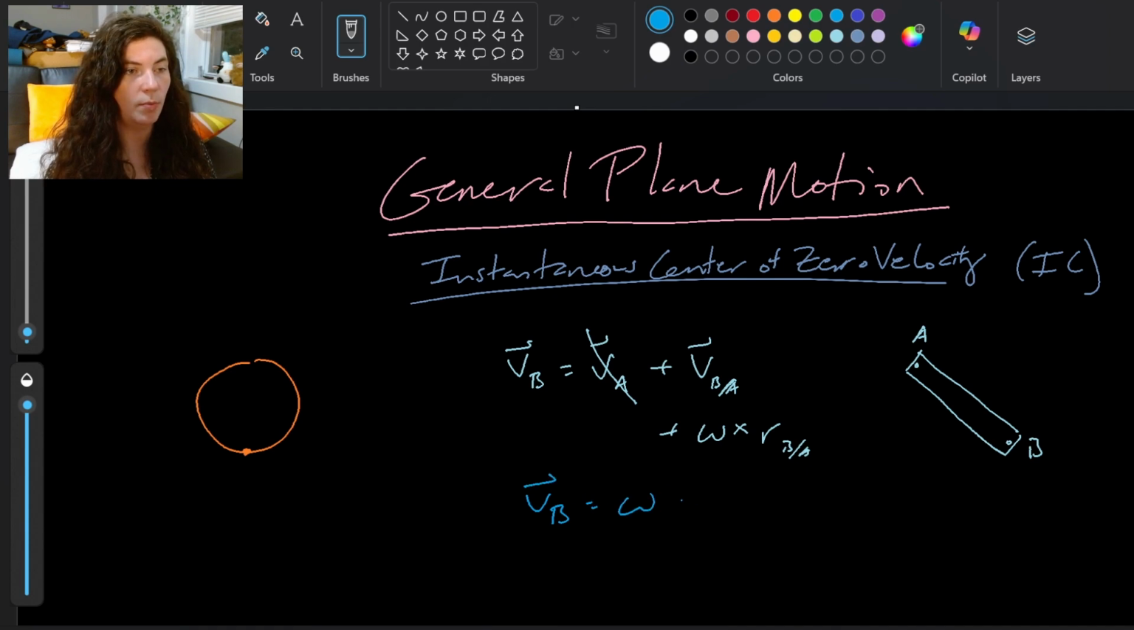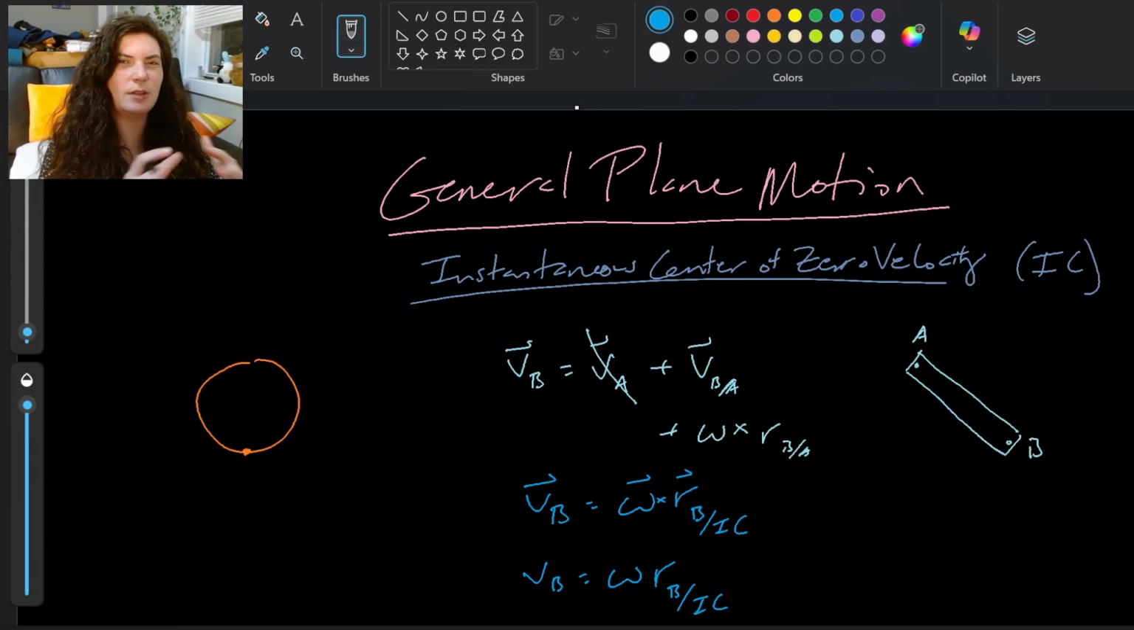VB equals omega cross product with RB with respect to the instantaneous center of zero velocity. And since our VB has to be perpendicular to our position vector, RB with respect to IC, this we can really just use in scalar form. Velocity of B is going to be omega, our angular velocity, times the distance here, that position vector, RB with respect to IC.